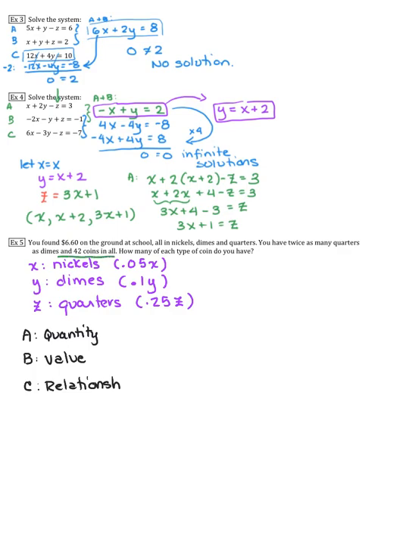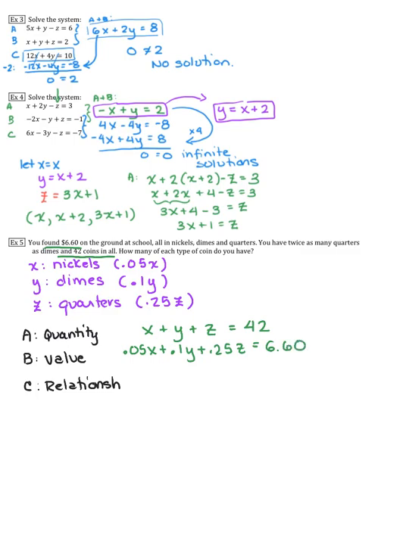So that's a quantity. So that means that x plus y plus z, the number of nickels, dimes, and quarters, the quantity that I have is 42. The value of all those coins is $6.60. So now we're going to put in the value with our x, y, and z. So that means that 0.05x plus 0.1y plus 0.25z equals $6.60.